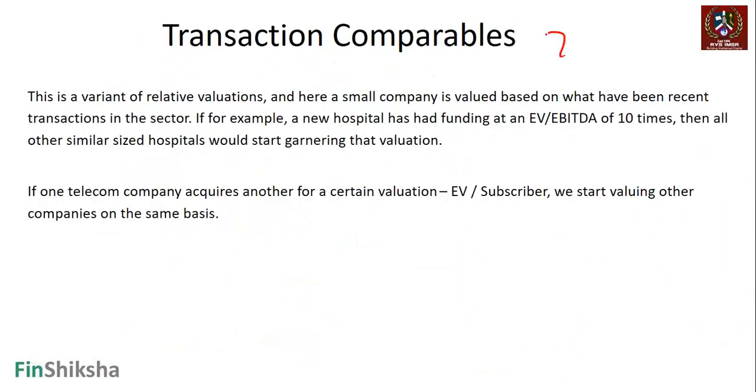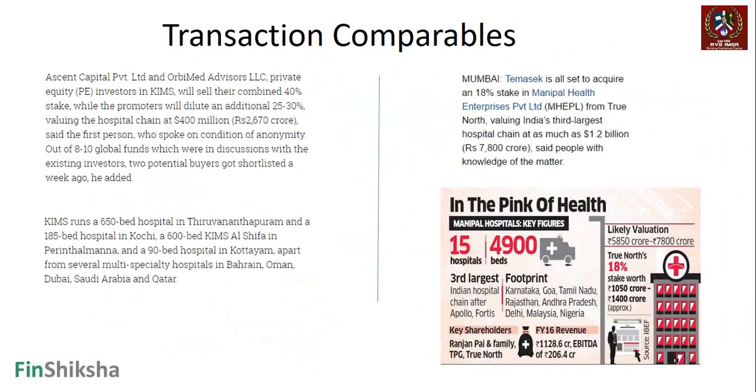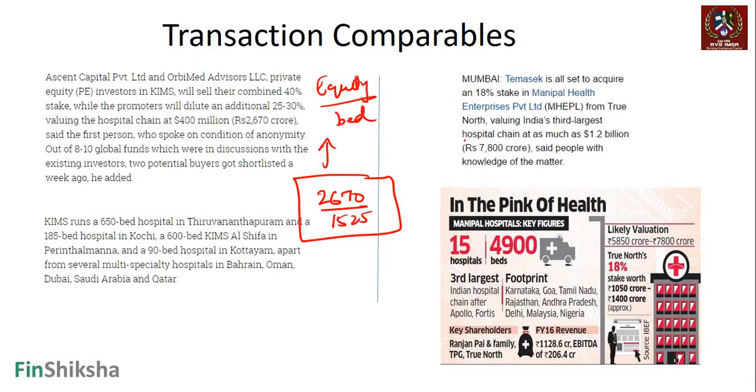Finally, we look at transaction comparables. In this, we are looking at transactions, M&A that is happening in a certain sector, and using that similar to relative valuations to arrive at the company's value. We take an example of a company in the hospital segment. There are about 1,525 beds here, for which 2,670 crore value is given. That's equity per bed is what we have calculated here.